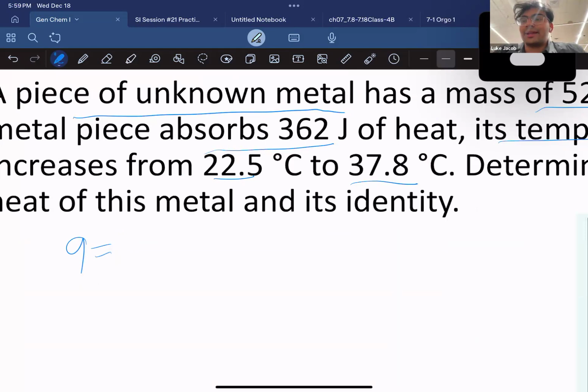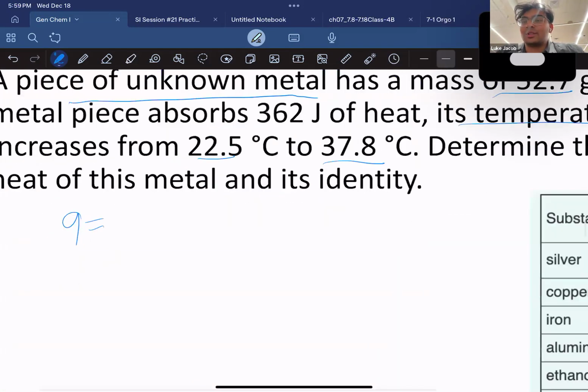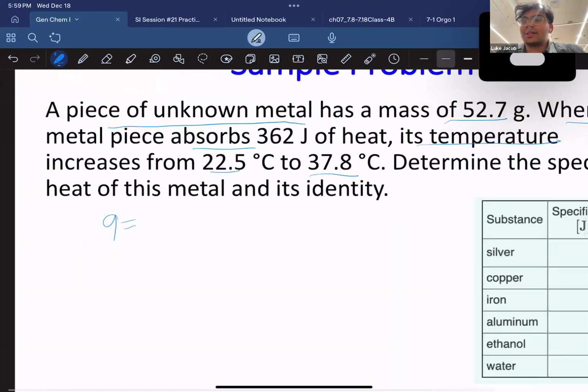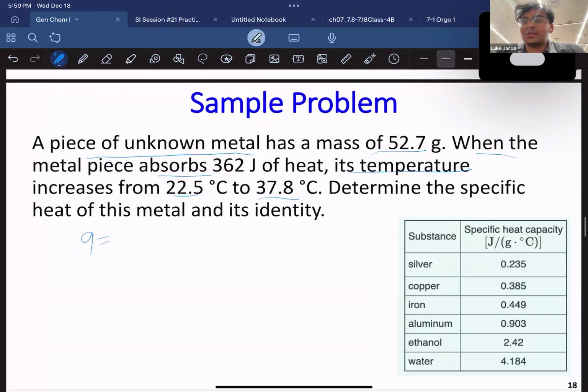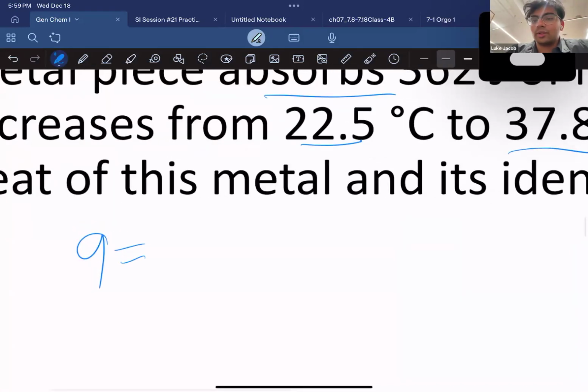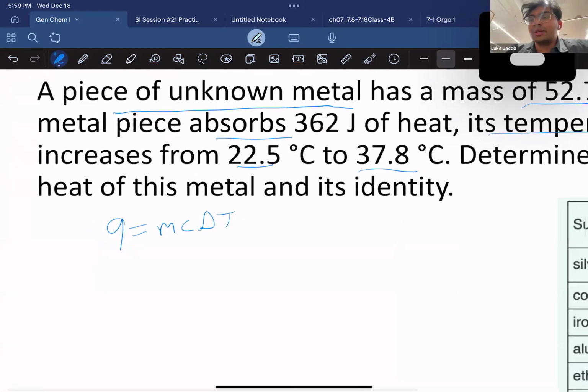It says it right here, it's being absorbed. Now it's asking to identify the specific heat of this metal. I believe this was a question on your test. So the first thing you want to do is put the equation. All right, so what do we have?